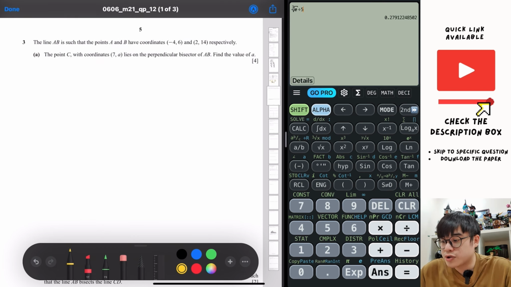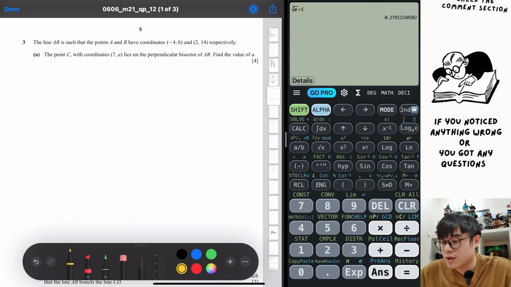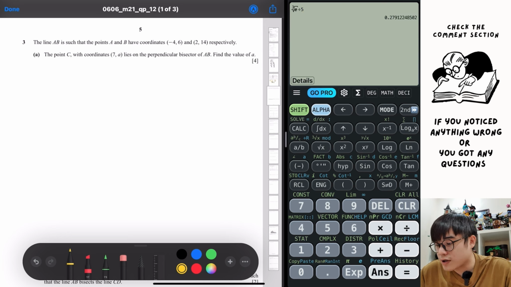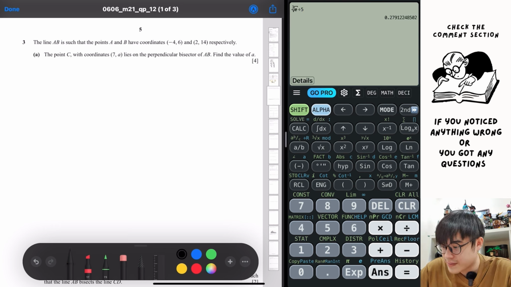So question 3 now, the line AB is such that the points A and B have coordinates -4, 6 and 2, 14 respectively. Point C has coordinates of 7, A, and lies on the perpendicular bisector of AB. So the keyword here is perpendicular bisector, so you're required to identify it first. So let's run our gradient calculation.